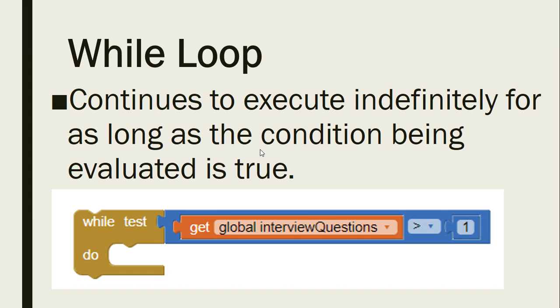If they say yes, we ask them again. If they say no, it leaves the loop. So in that case, it could go on for as long as that person's willing to order more meals. And that's a while loop. It just continues to execute indefinitely as long as the condition being evaluated is true or false, depending on how you're looking at it.